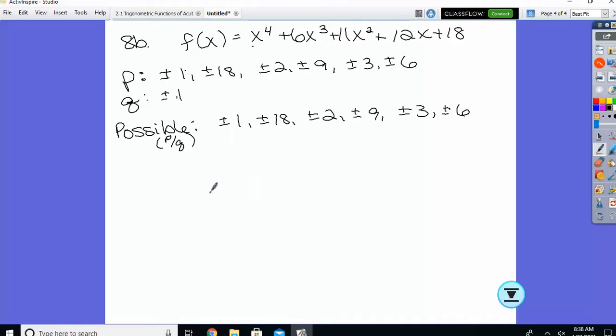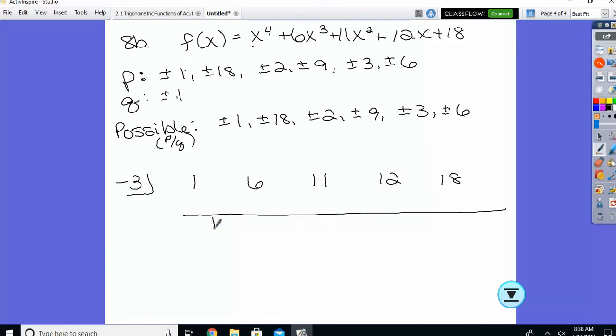So what's one that works? -3, okay. So I'm going to do synthetic with -3. So 1 comes down, multiply. Okay, now I have an x cubed plus a 3x squared plus 2x plus 6. Ideally, we get this to the point where we can do the box method or quadratic formula. It's still an x cubed, so what could I do?